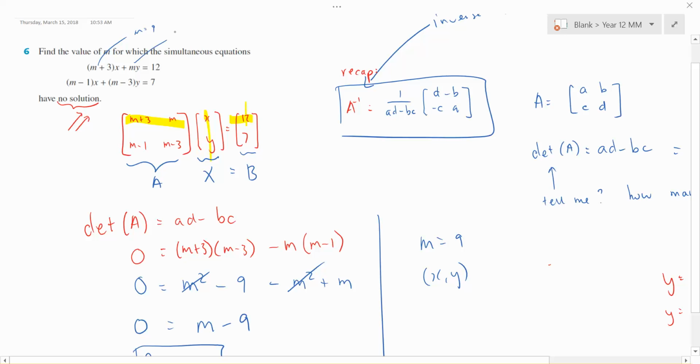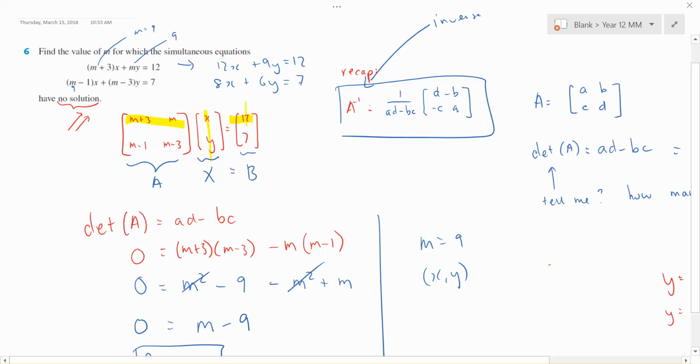What do I get? Okay, so your first equation now becomes 9 plus 3, which is 12x, plus 9y equals 12. Whereas the second equation is 9 minus 1, which is 8x, plus 9 minus 3, which is 6y, equals 7.